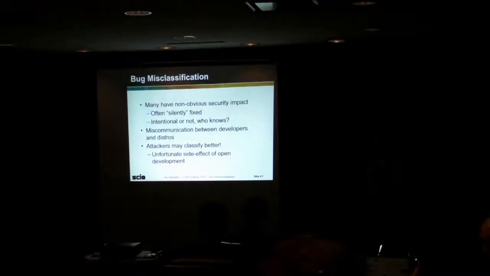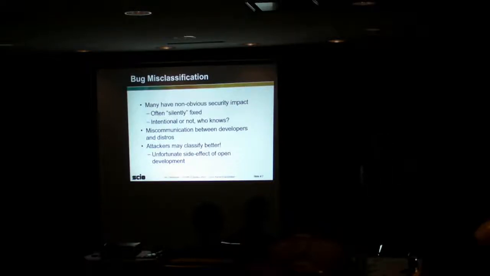So this bug misclassification is a big problem, where a lot of these bugs are actually not even understood by the developer who maintains that particular piece of code, who doesn't understand the security impact, and the people who are looking for bugs that may have a security impact don't actually understand that piece of code. So the end result is that these bugs are often silently fixed in the upstream kernel. Now, I don't mean silently fixed in a malicious way, like they're trying to hide these security issues. It's just a lack of understanding.